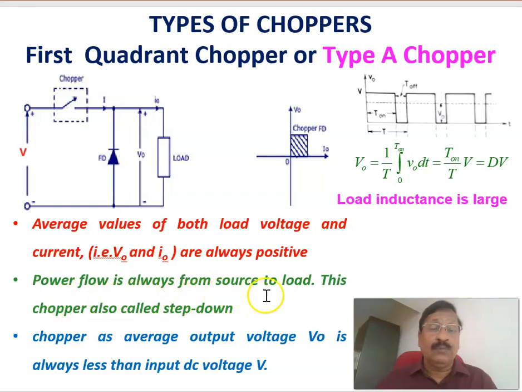Therefore, power is flowing from the source to the load, and this chopper is also called a step down chopper, because the output voltage, which is equal to D times V, is less than the input voltage. The average output voltage V0 is always less than the input voltage, because this is a step down chopper. That is why the average output voltage will be less than the input voltage, and the power is flowing from this source into the load. So that is our first quadrant operation, also called forward motoring.